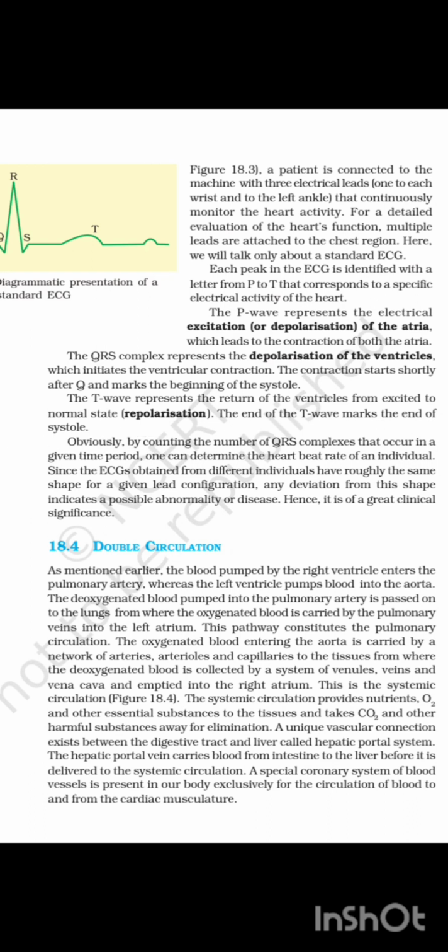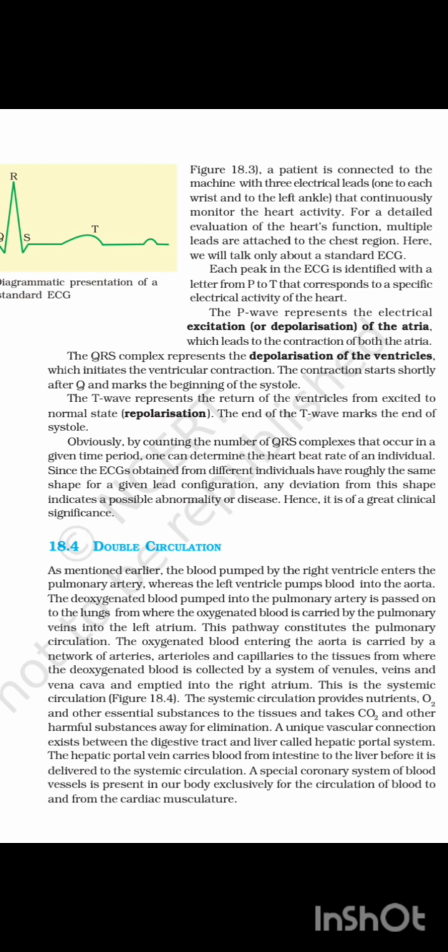Obviously, by counting the number of QRS complexes that occur in a given time period, one can determine the heartbeat rate of an individual. Since the ECGs obtained from different individuals have roughly the same shape for a given lead configuration, any deviation from this shape indicates a possible abnormality or disease. Hence it is of great clinical significance.